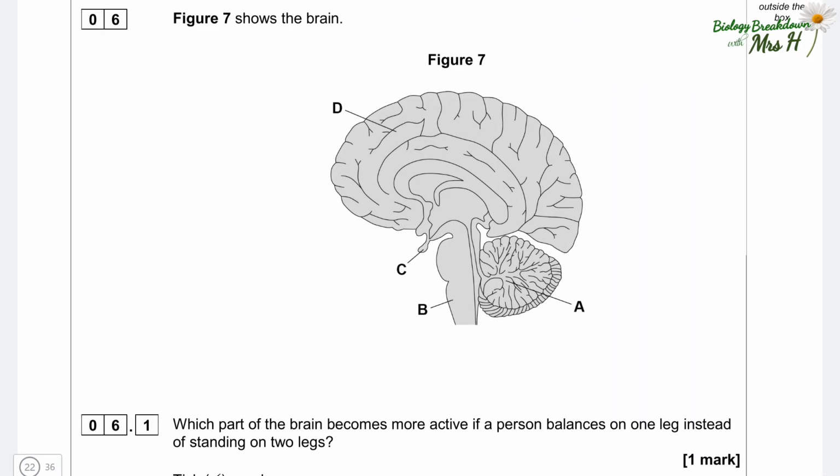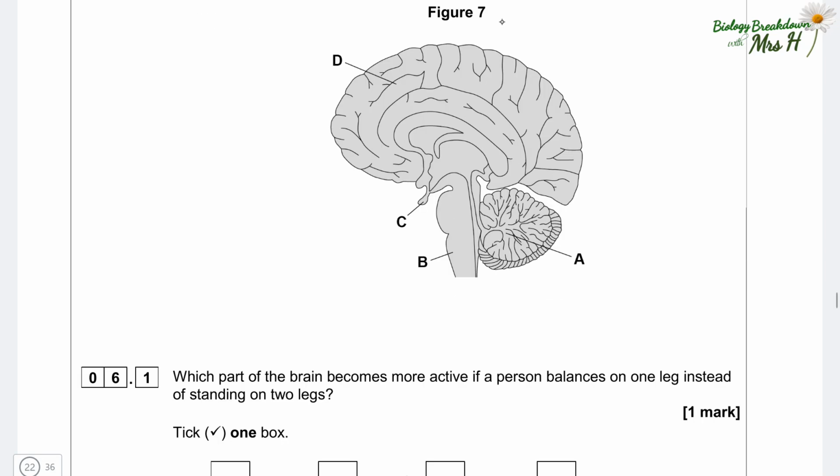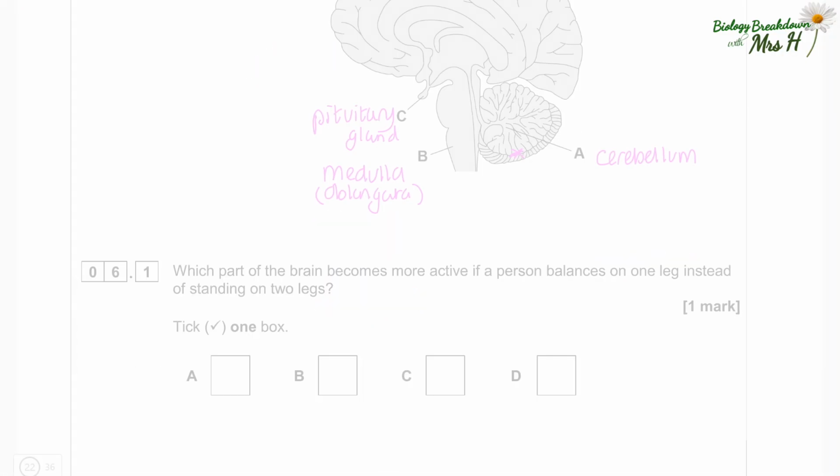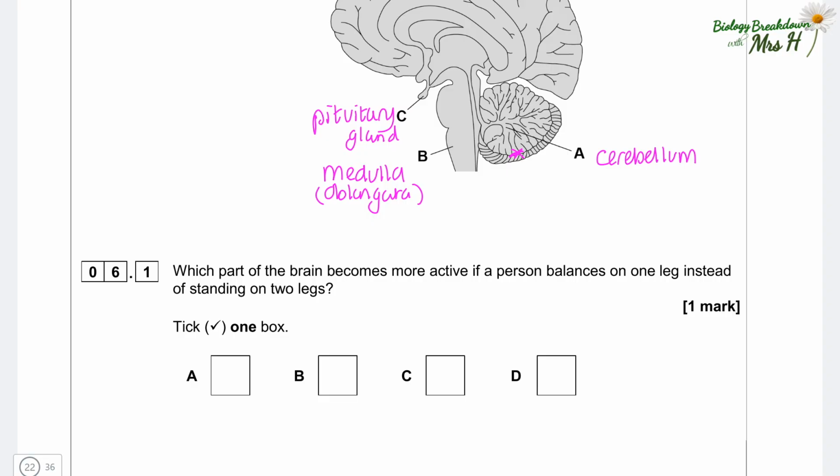Figure 7 shows the brain. Which part of the brain becomes more active if a person balances on 1 leg instead of standing on 2 legs? Should we have a quick whiz round labelling the brain because we can? A is the cerebellum, B the medulla oblongata, C the pituitary gland, and D the cerebrum or cerebral cortex. We know that the balancing is the cerebellum, so it's A.